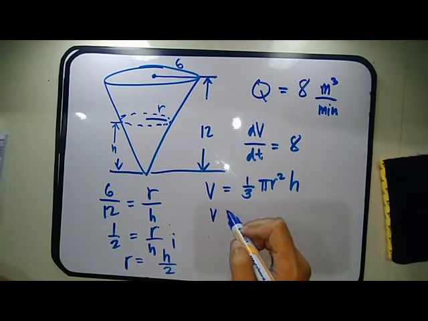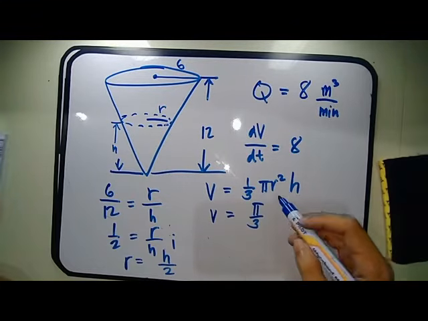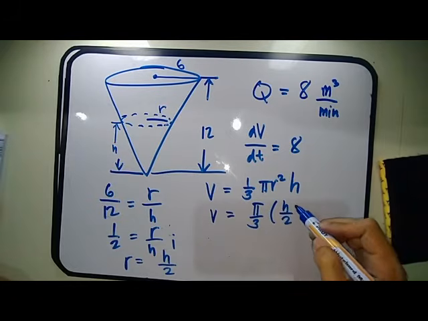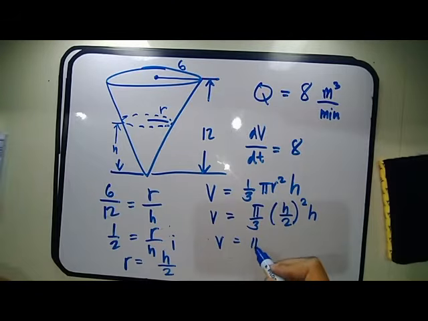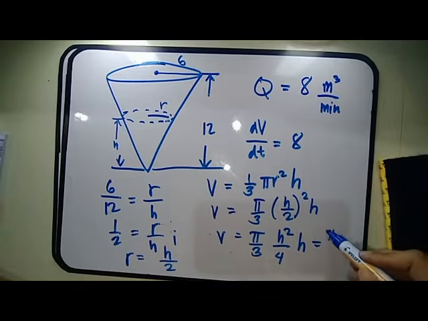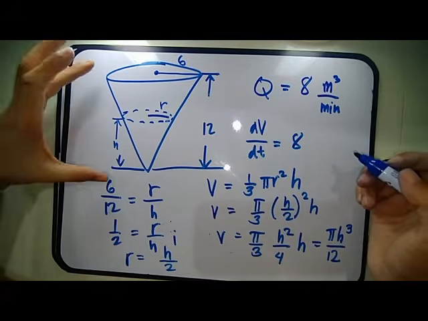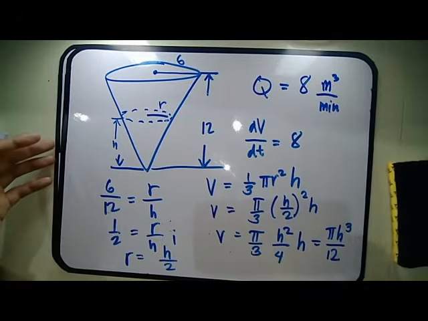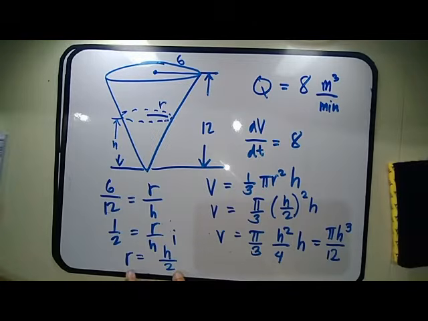So V is equal to pi over 3 times r squared times h, where r is h over 2. You can say that V equals pi over 3, h squared over 4 times h. Simplifying, you have pi h cubed over 12. So that is our volume. We are required to find the time rate of change of the increasing height, which means we are required to find the differential of h with respect to time. That's why we get r in terms of h.